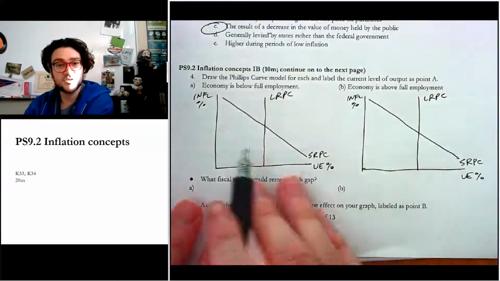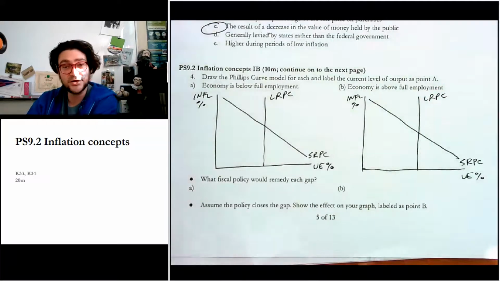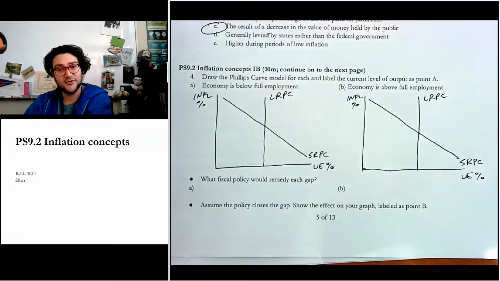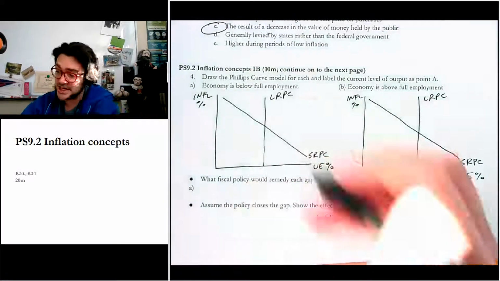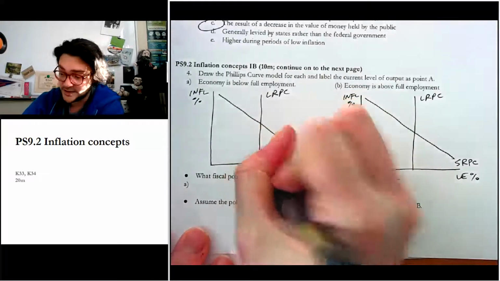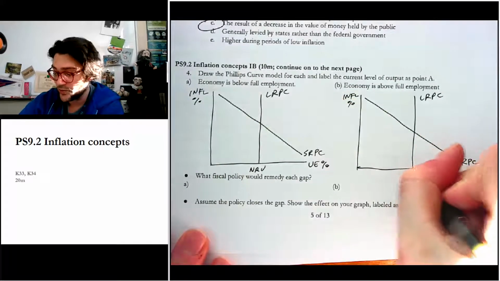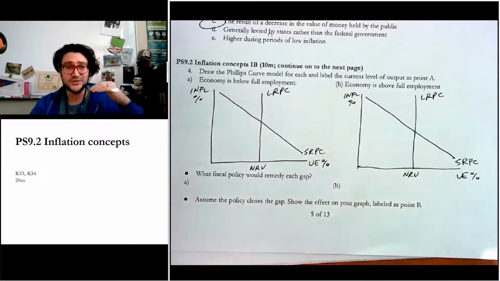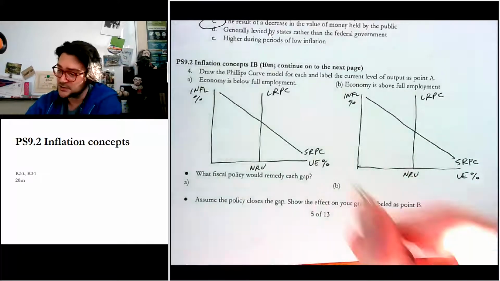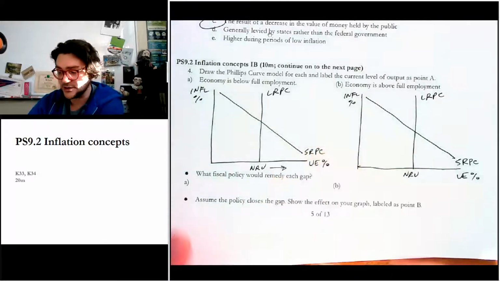And it says first, the economy is below full employment. Well, now here's the tricky part. If we're below full employment, then we're clearly not at this NAIRU, the natural rate of unemployment, or the non-accelerating rate. If we're below full employment, there's not very many people who have jobs. So we're gonna have to be somewhere over here, right?